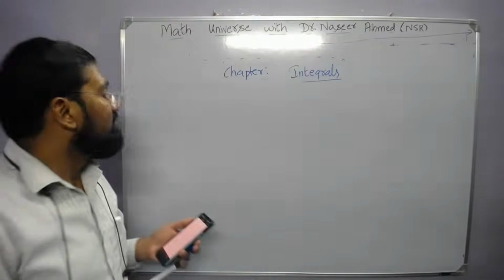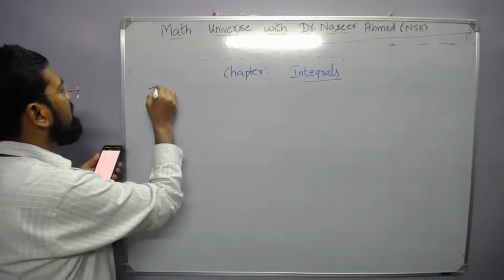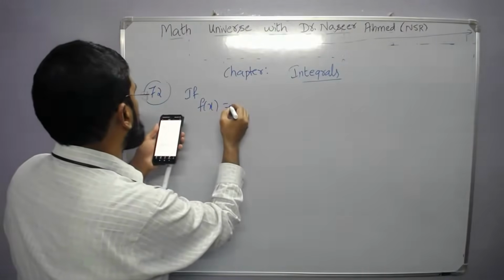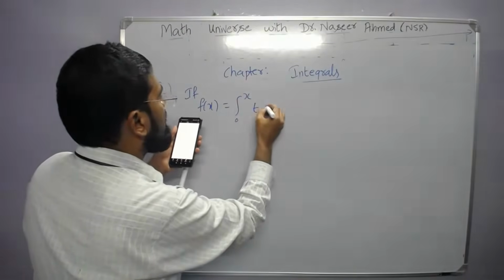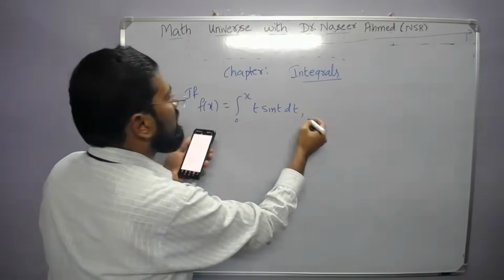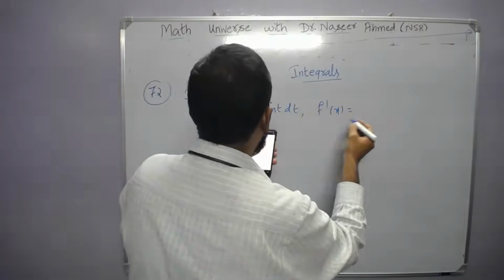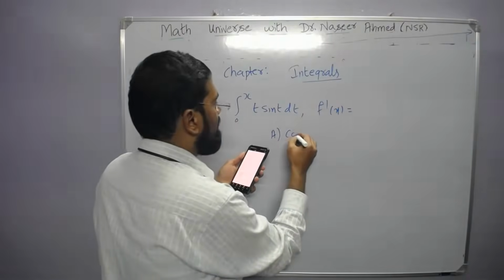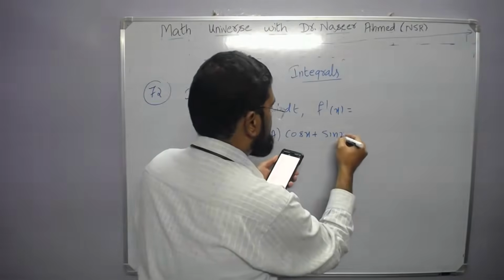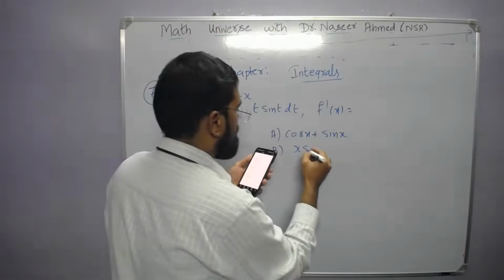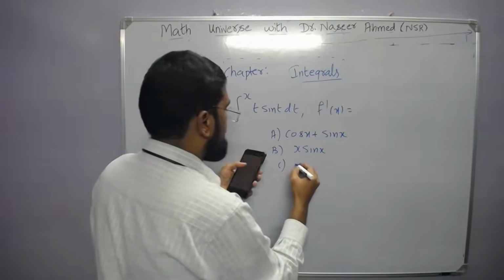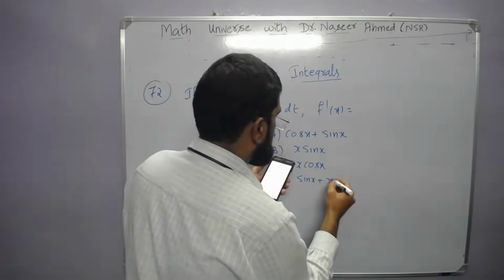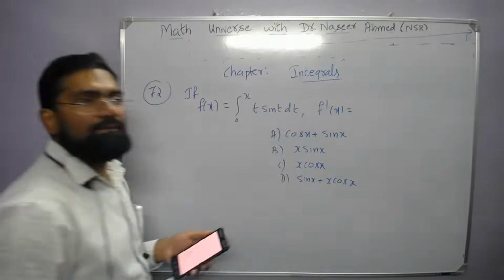Question number 72. Question number 72 says, if f of x is equal to the integral from 0 to x of t sine t dt, then we have to find f dash of x. For this, let us add options also, so that things will be clear. Option A is cos x plus sin x. Option B is x into sin x. Option C is x cos x. And option D is sin x plus x cos x. Okay, we have to find this.